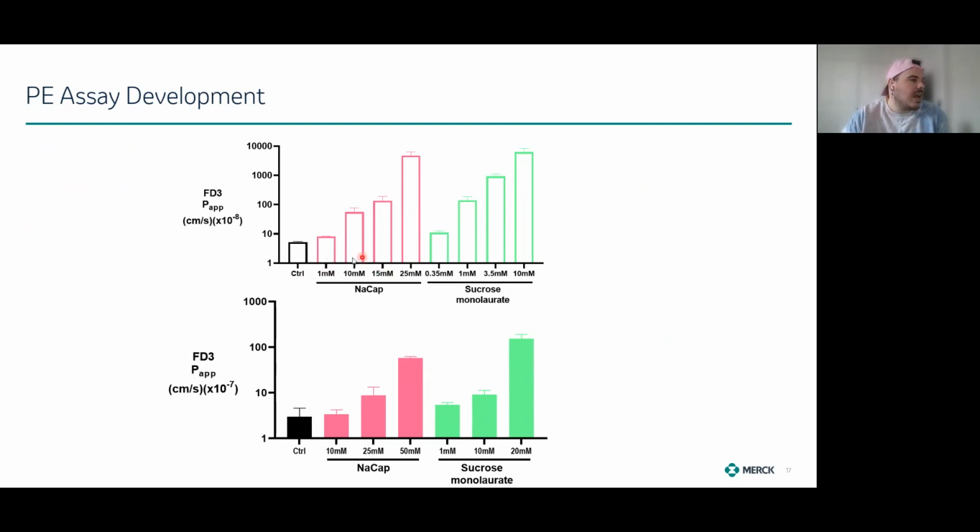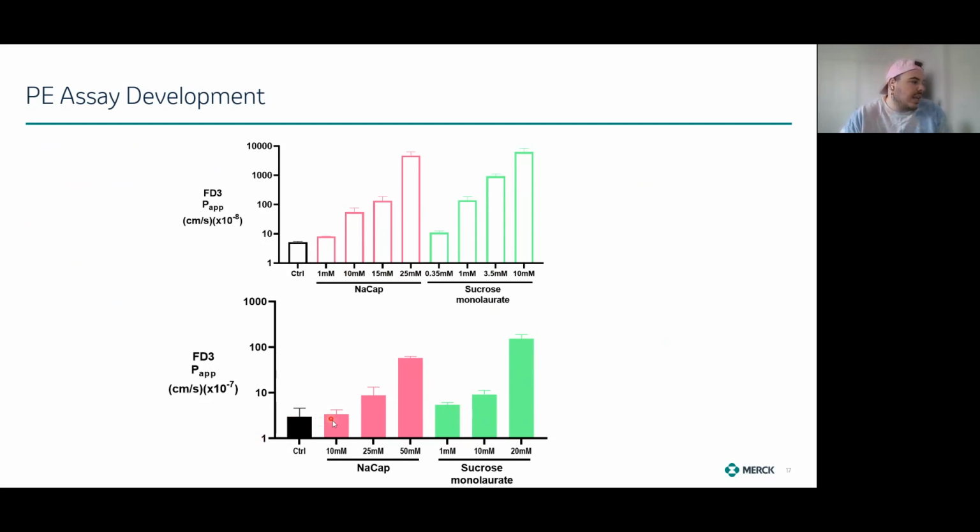And you can see that as we increase, this is in log 10 here, just for ease of data interpretation, we can see that around 10 millimolar for sodium caprate and about 1 millimolar for sucrose monolaurate is kind of that sweet spot of efficacy without going too high, where we know that we're probably killing the cells in a CACO2 transwell model. But then when we look at those same concentrations in a chip model, they're doing nothing.